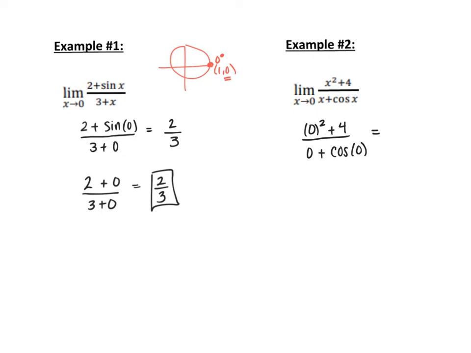So the numerator, 0 squared plus 4, is nothing other than 4. And in this problem, I'm asking for cosine of 0. So here's 0 degrees. Cosine happens to be the x value, so it's 1. So the bottom is 0 plus 1, which is 1. So 4 divided by 1 is 4. And that's what your limit should be. So these are two great examples of how I can have trig limits and use direct substitution only.